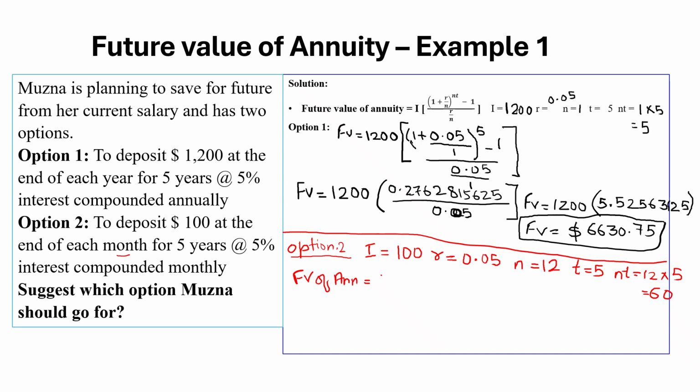My I is 100 into bracket 1 plus 0.05. Now see, it is monthly. My N is 12 here. N is 12. Bracket close, power of NT. Here we have written N, 12 multiplied by 5. Our NT is 60. Bracket close. Then again divide this by, what is my R by N? R is 0.05. Divide by 12.